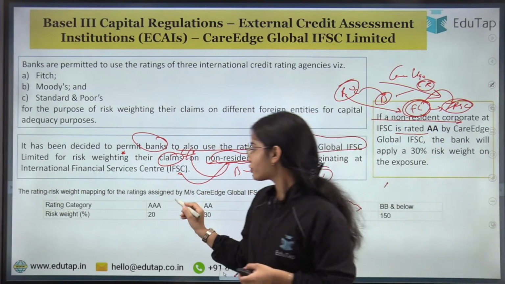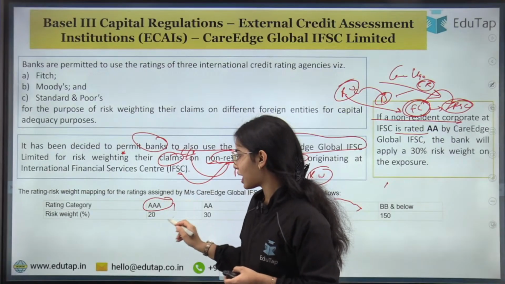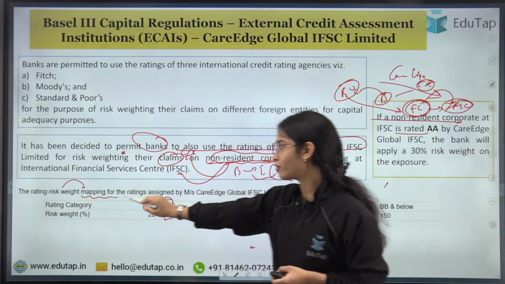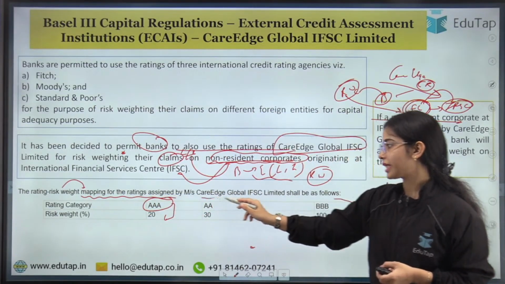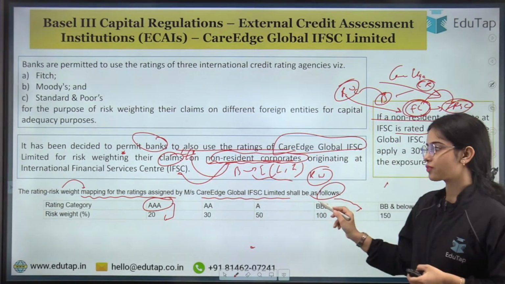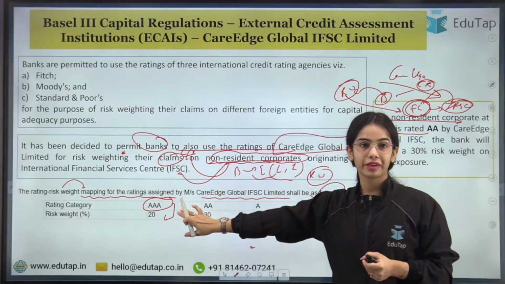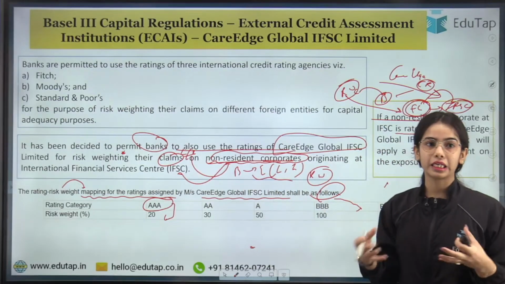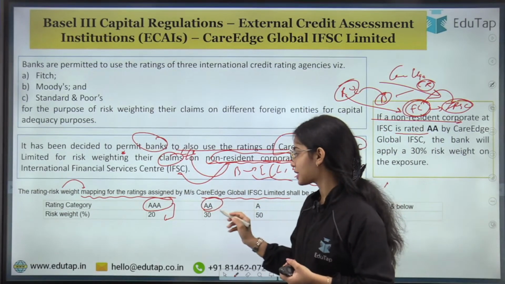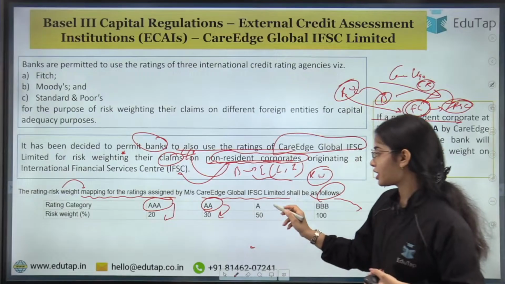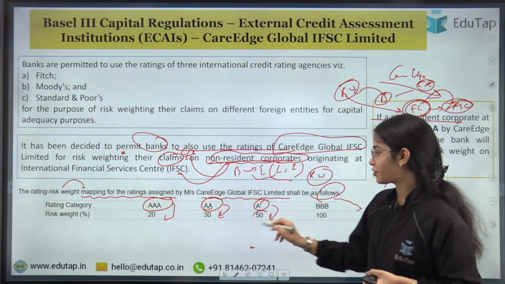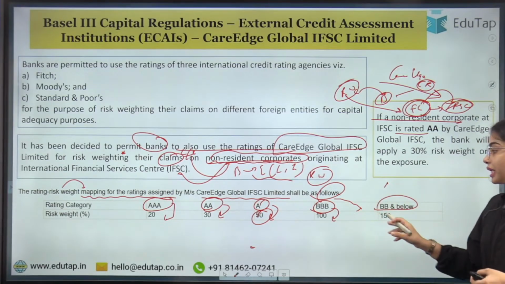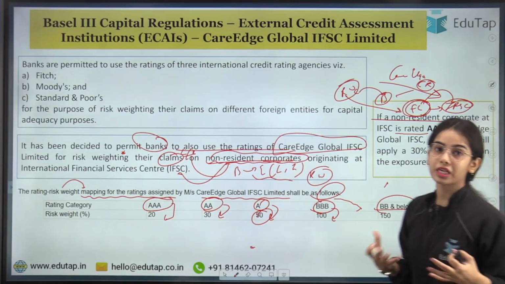Okay, now the rating risk weight mapping for the ratings assigned by the CareEdge Global IFSC Limited shall be as follows. So basically with the credit rating there is the risk weight. If the credit rating is AAA, the risk weight is 20%. If the credit rating is AA, the risk weight is 30%. If the credit rating is A, the risk weight is 50%. If the credit rating is BBB, the risk weight is 100%. If the credit rating is BB and below, the risk weight is 150%.